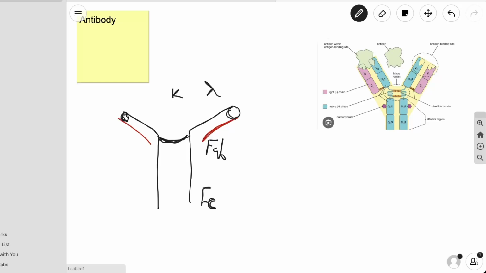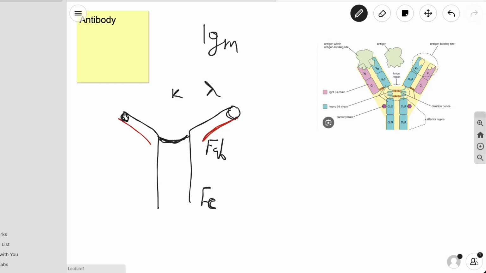So each antibody has either two kappa or two lambda chains, but not both. Let's look at immunoglobulin G. For the immunoglobulin G molecule, you can say it has two kappa or it has two lambda light chains. You won't see an antibody that has kappa on one side and lambda on the other side. So it has either two kappa or two lambda on the upper region.